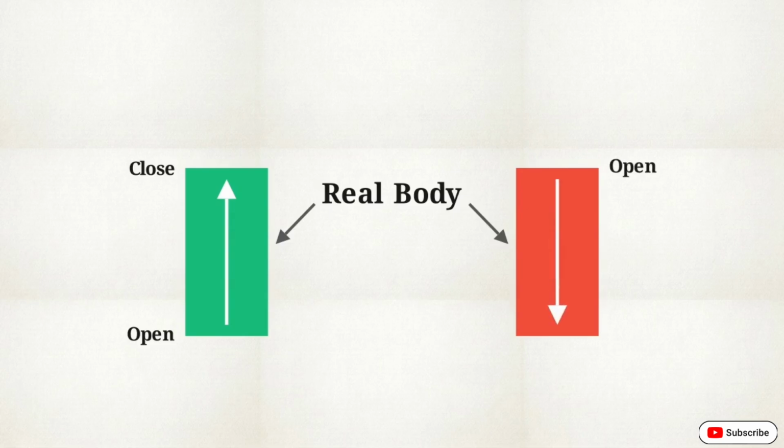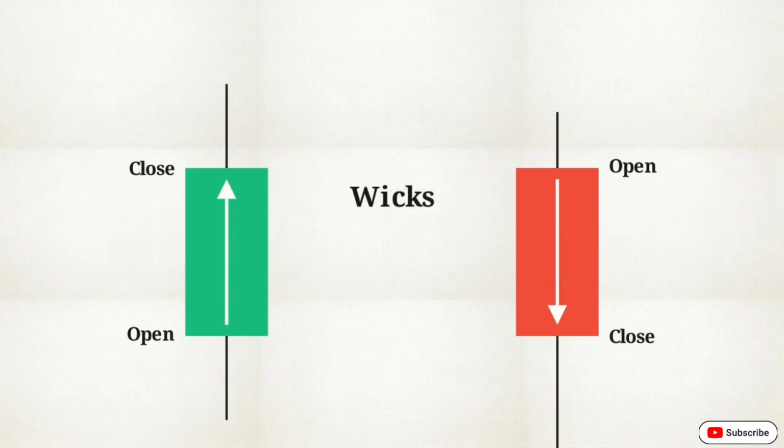We'll start with the thick center rectangle, known as the real body. Green candles show price appreciation. The market opened at the bottom edge and closed at the top. Red candles represent depreciation. The price opened at the top edge and dropped to close at the bottom. The thin vertical lines, called wicks, mark the highest and lowest prices reached before the candle closed.